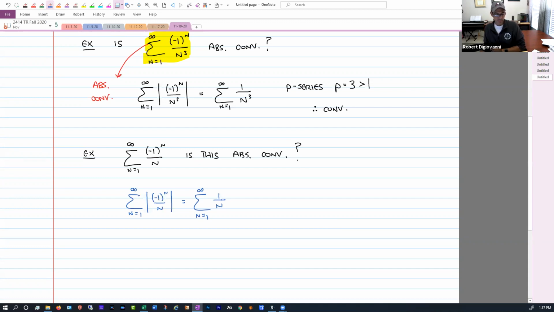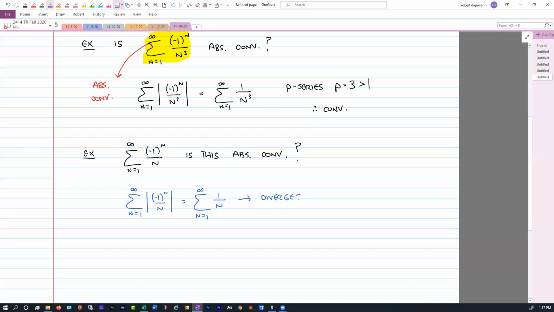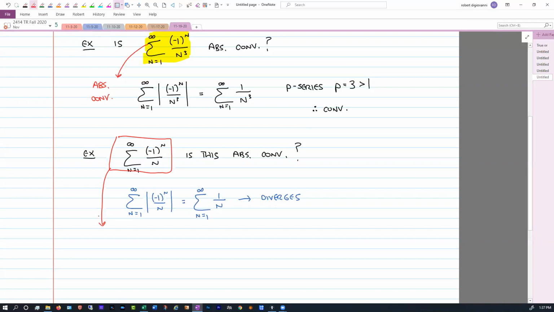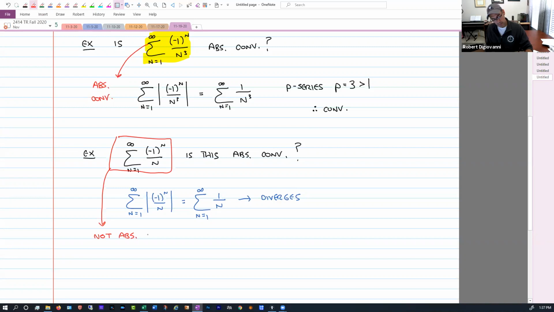Is that convergent? That's harmonic, right? That diverges. So what can we say about this? Is it absolutely convergent? No. We actually don't have a definition for absolute divergence. So does that mean this test fails? Nope, doesn't mean the test fails.